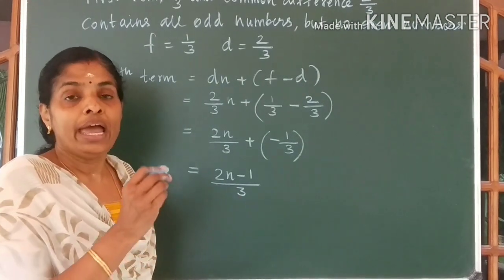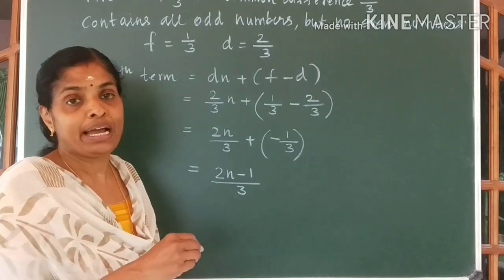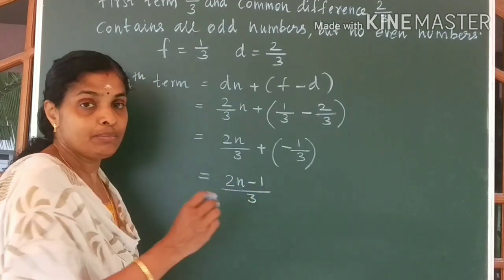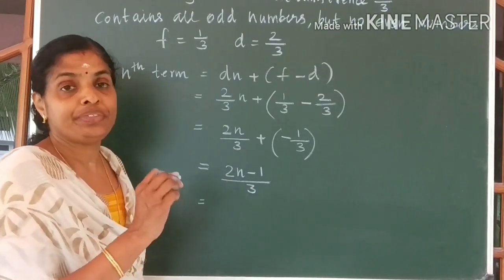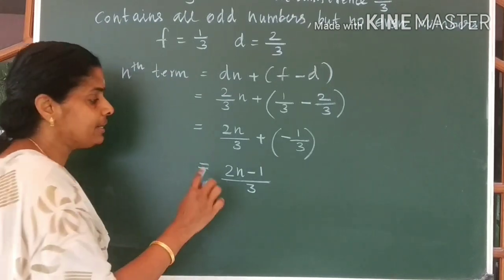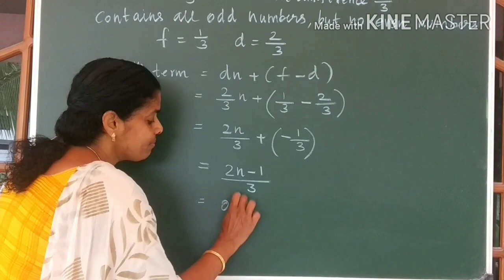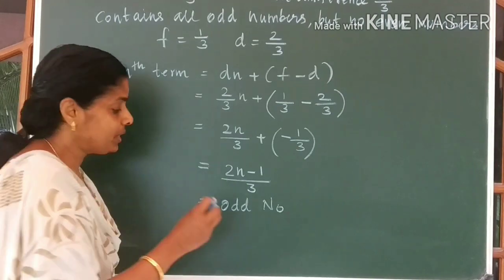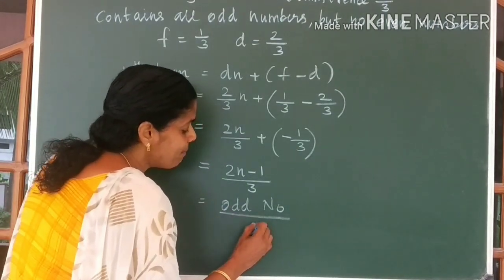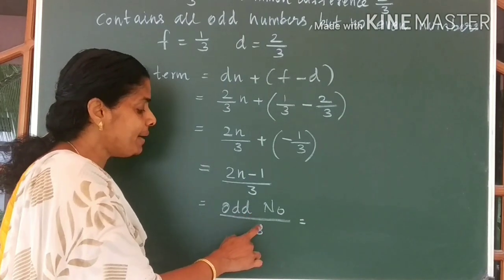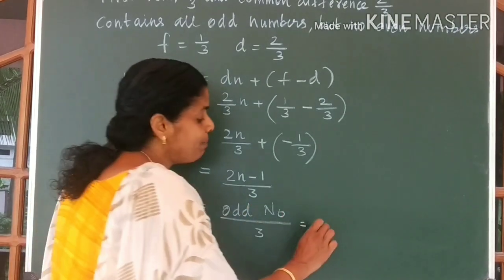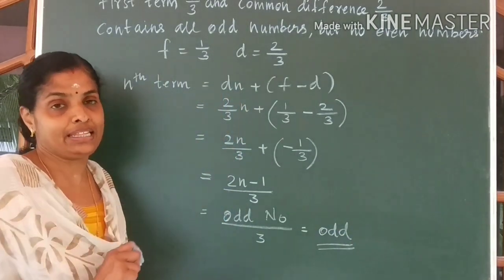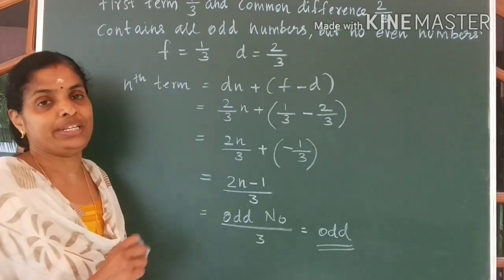Now what do you know? An odd number divided by an odd number will be always odd. 2n minus 1 is the general form of the nth odd number. So we can write this is an odd number. Okay, our numerator is always going to be an odd number. So here you are getting an odd number divided by 3. An odd number divided by an odd number will be always odd. You will never get an even number in this arithmetic sequence. This is how we prove it.